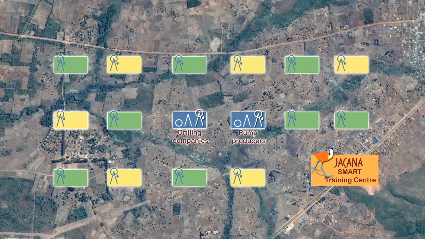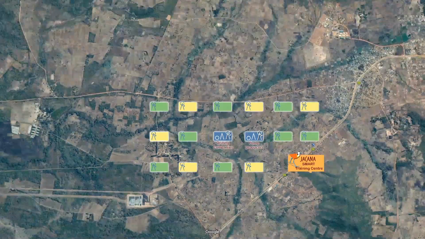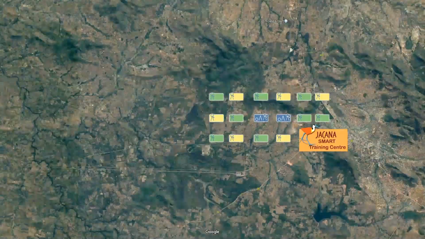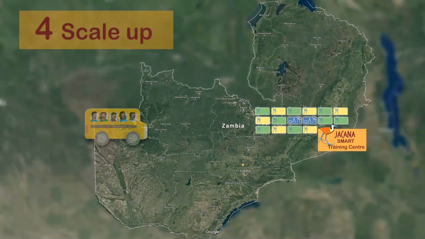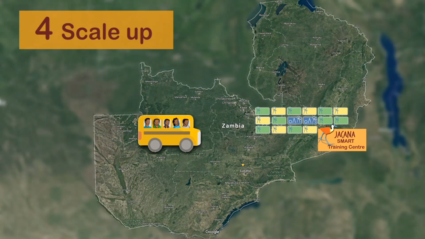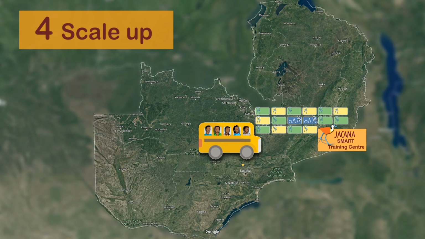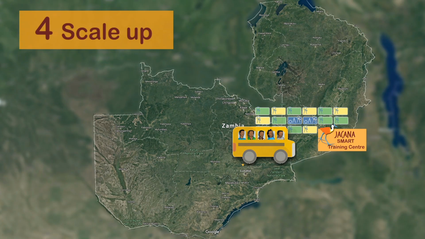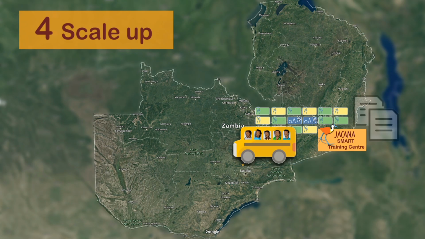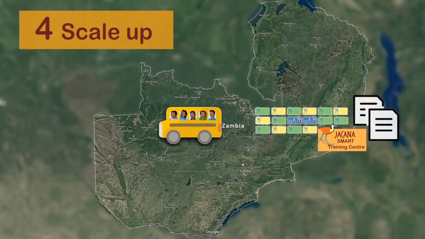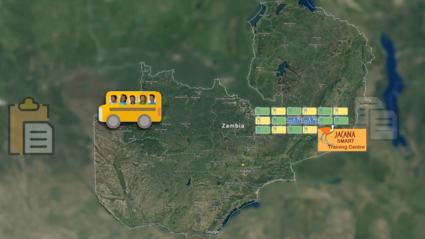By that time, there is a showcase area where pumps are made and used in daily life. Then Jacana invites people from other places to experience the impact of the smart approach. Let them talk freely with their fellow community members, entrepreneurs and authorities. If they want, Jacana can help them implement a similar program in their area.